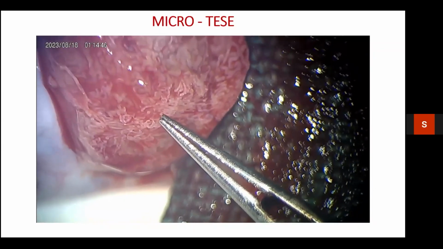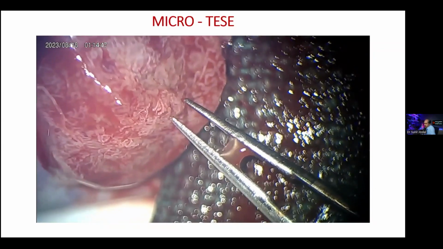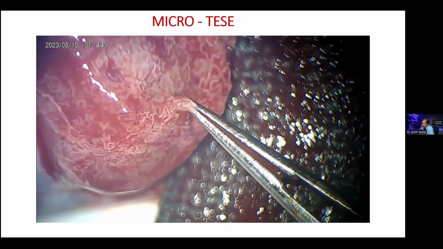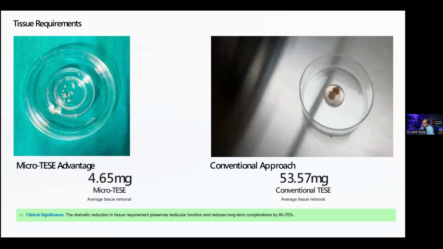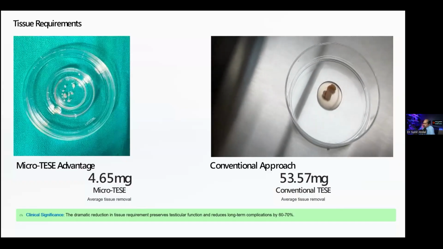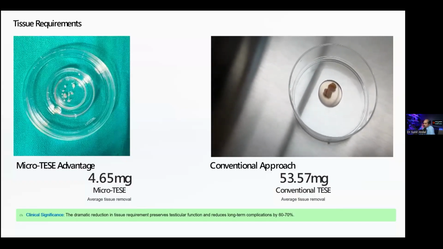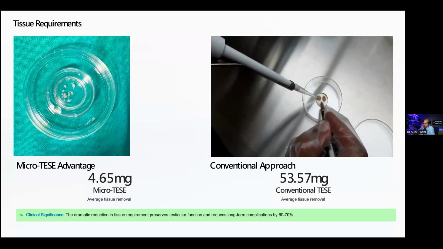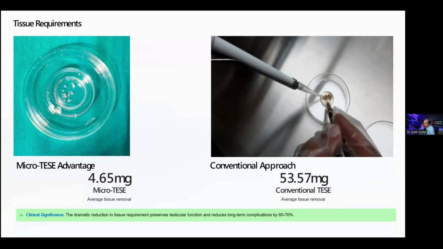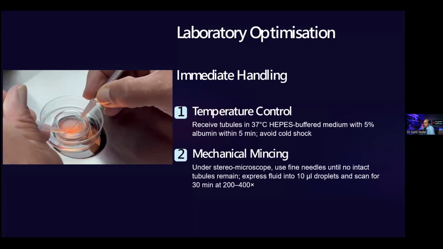Okay, so that's the way they are. This is the kind of tubules you're going to pick up. Now just see the tissue requirement. In a micro-TESE, a very big advantage is that very little tissue is needed compared to conventional. And therefore the reduction in testosterone is very less post-surgical.